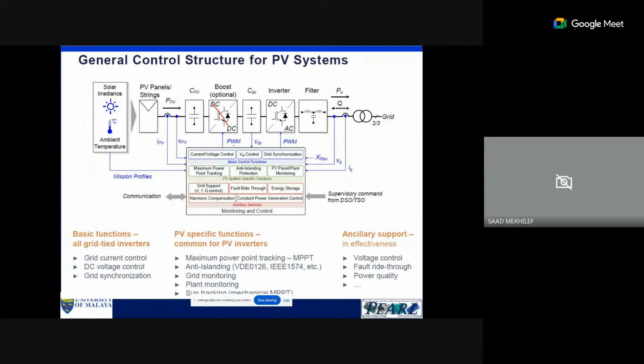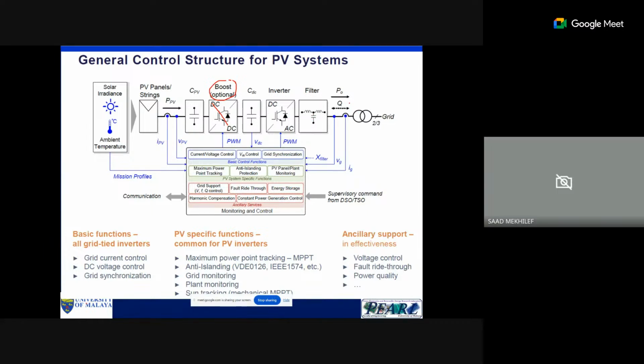This is the MPPT. This is a boost, but it's optional. We can directly connect to the inverter. And after that we have another capacitor. We call it the capacitor for the DC link here. And then we have the inverter, and then we have the filter.